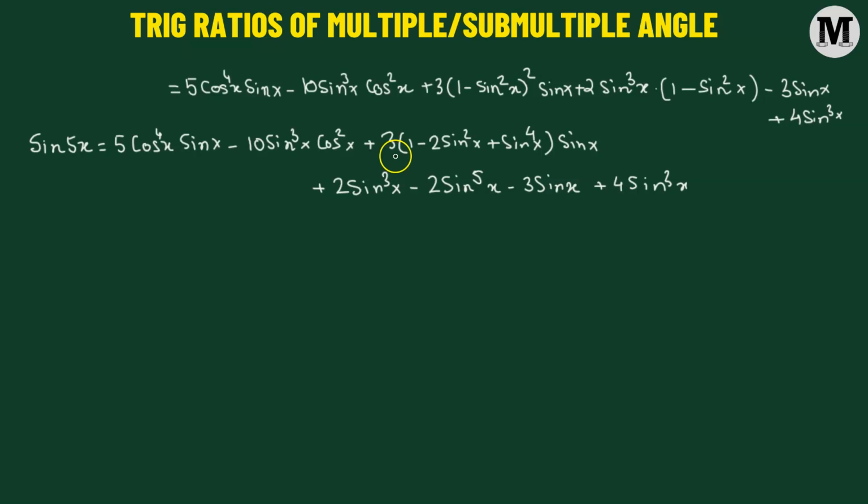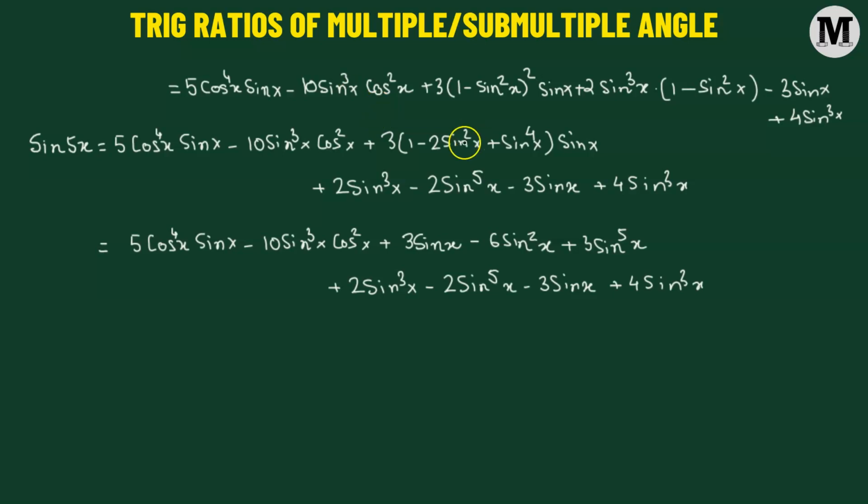Now we will multiply this 3 with each of the 3 terms within the parentheses, and that should give, so we have 3 multiplied to 1 times sine x, that gives us 3 sine x. 3 times negative 2 sine squared x times sine x gives us negative 6 sine cubed x. And we have positive 3 times sine x raised to the power of 4. Now here, we can see that some of the terms will get cancelled out. So positive 3 sine x and negative 3 sine x gets cancelled out.